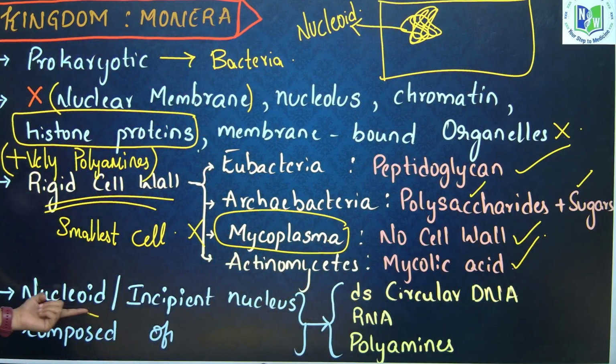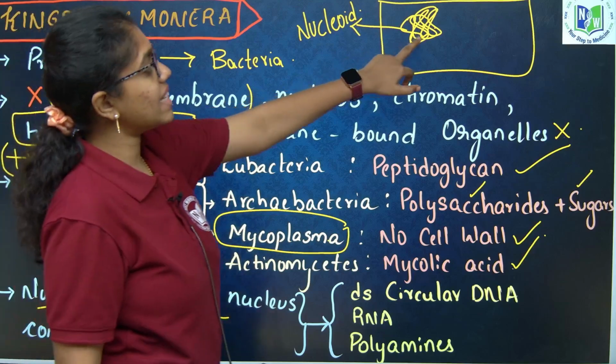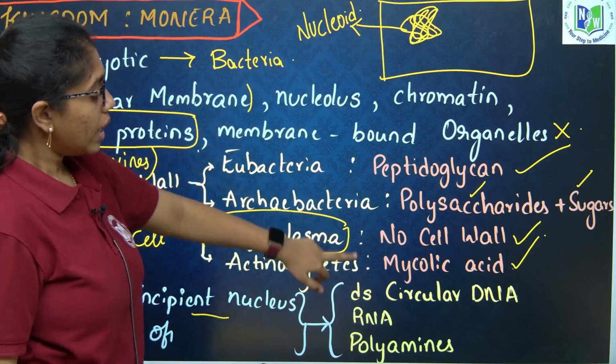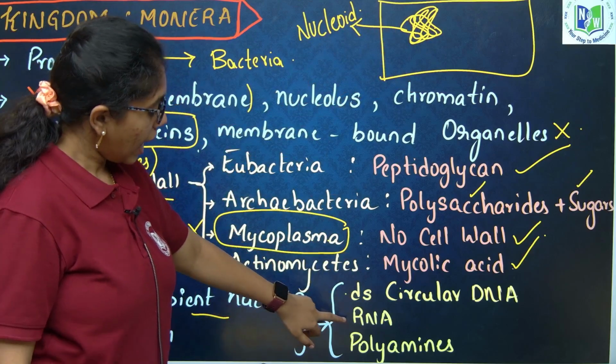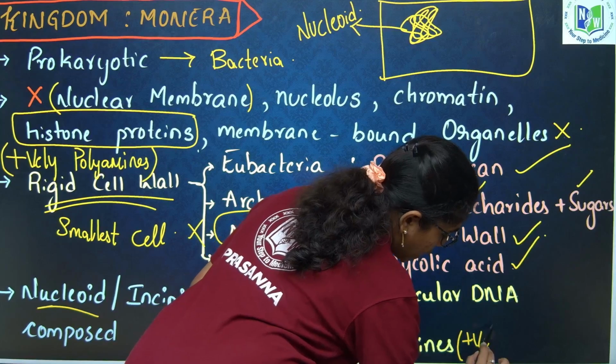Next, nucleoid or incipient nucleus is composed of double-stranded circular DNA, RNA and polyamines which are positively charged.